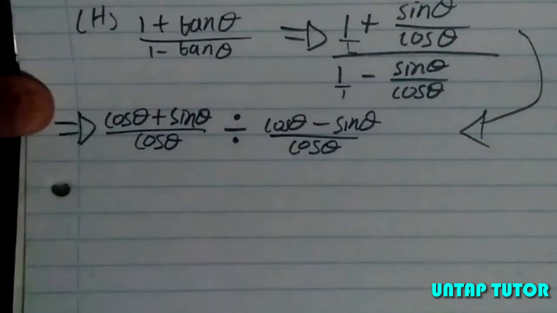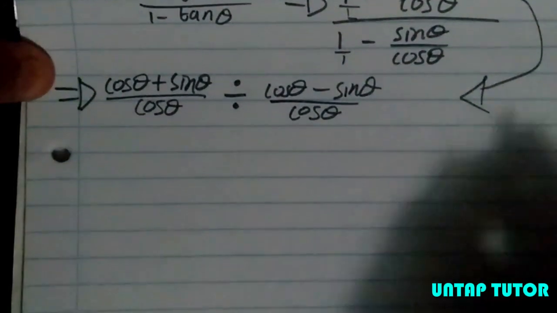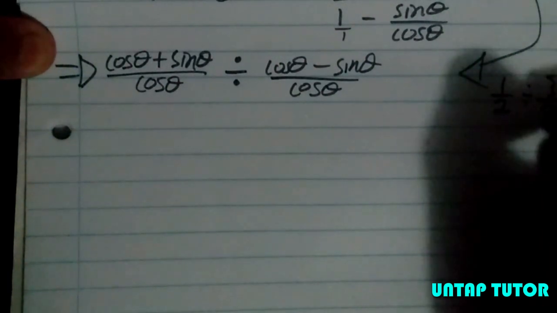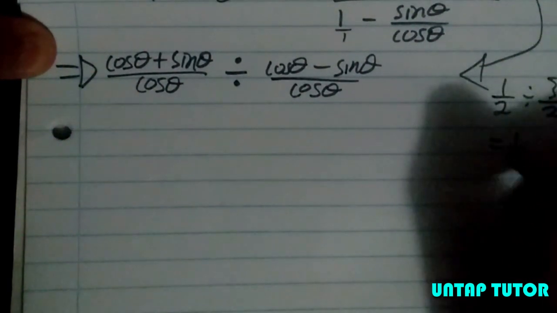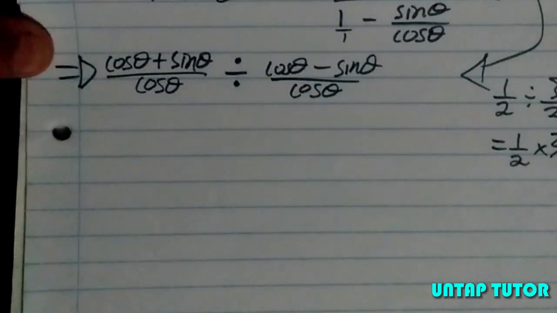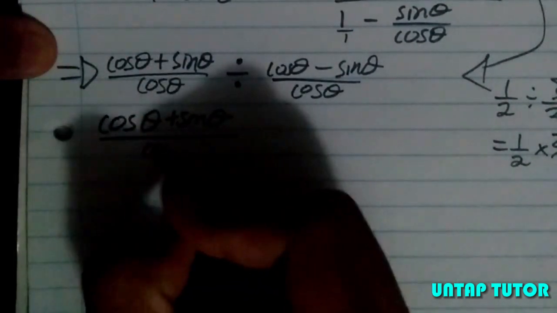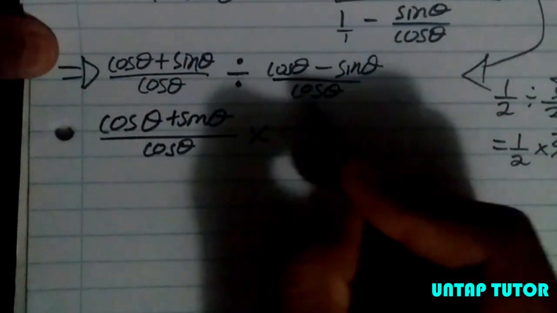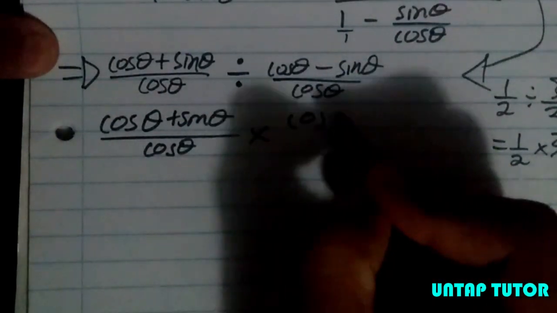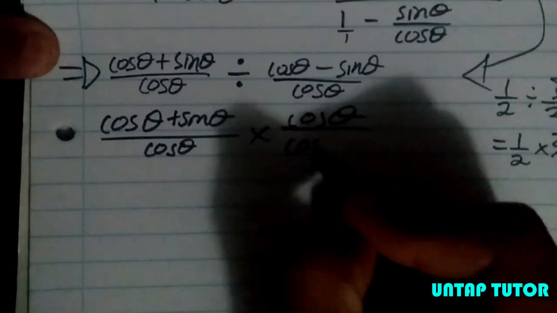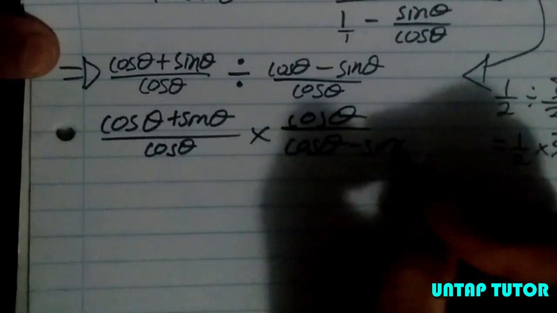Now it's just a division of fractions. We just need to divide those fractions. If we have 1 over 2 divided by 3 over 2, that's the same thing as 1 over 2 times 2 over 3. So just flip: the denominator becomes the numerator, and the numerator becomes the denominator. That's what we do here. So we have (cos theta plus sine theta) over cos theta, times, and then we flip this fraction, cos theta over (cos theta minus sine theta).